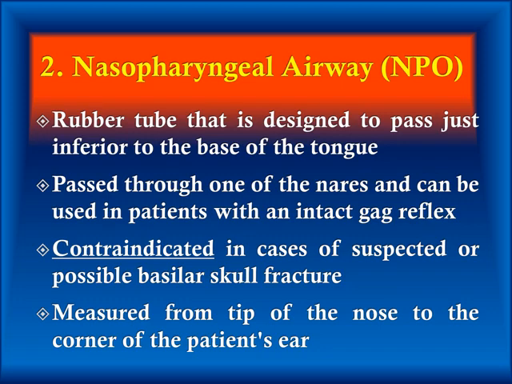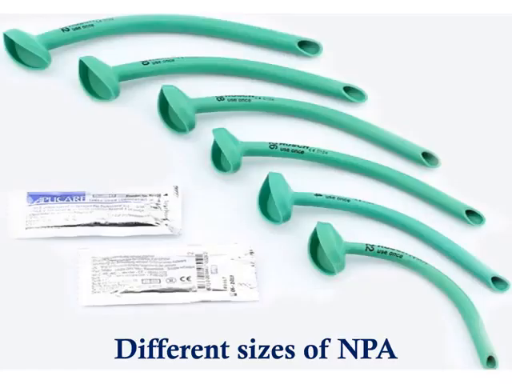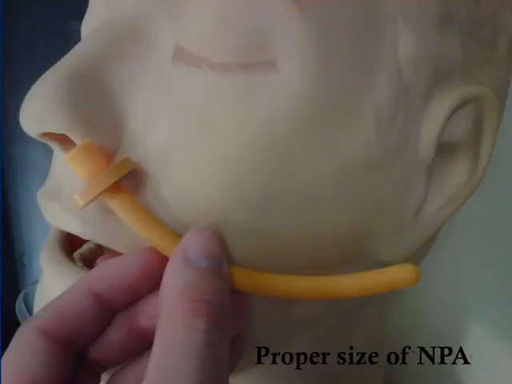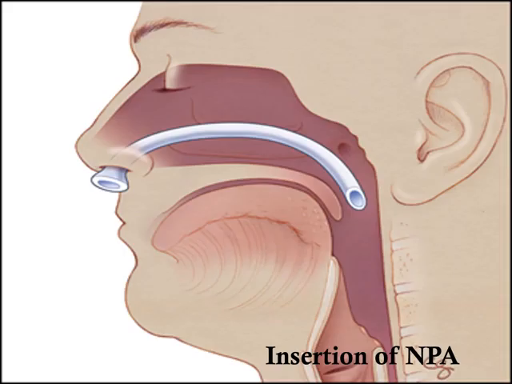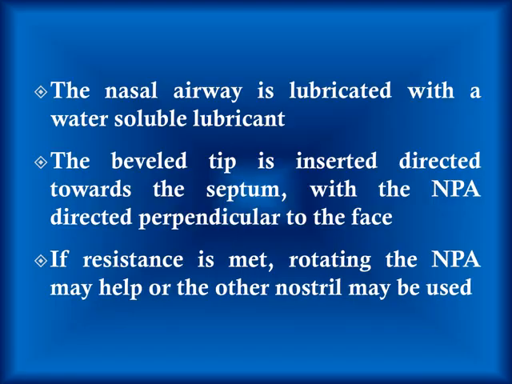How to measure the proper size of the nasopharyngeal airway? It is measured from the tip of the nose to the corner of the patient's ear. These are different sizes of nasopharyngeal airway. This is the proper size of the nasopharyngeal airway. This is how to introduce the nasal airway.